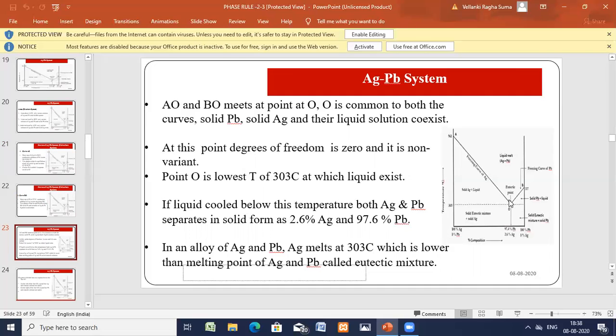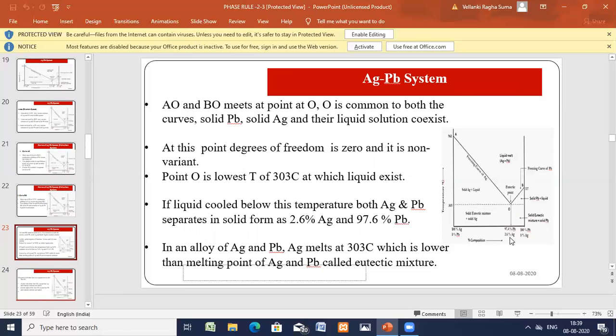Now, if the liquid is cooled below this temperature, both Ag and lead separate out as solid. At this point, that is the equilibrium state, liquid, solid silver, and solid lead all coexist in equilibrium. Below this, there is no liquid. Below point O, there is no liquid. If you are still cooling, the silver and lead separate out as a solid.